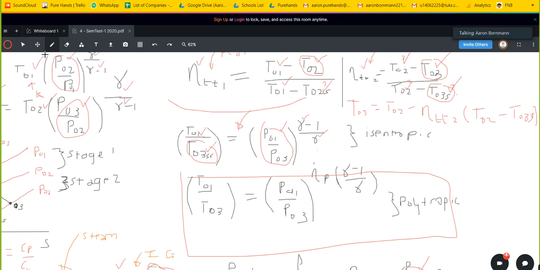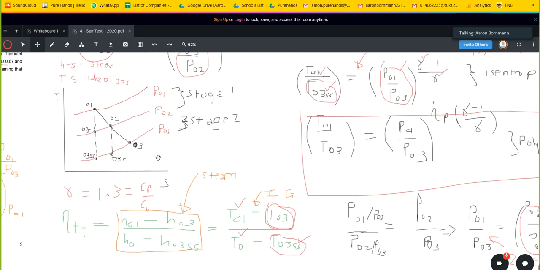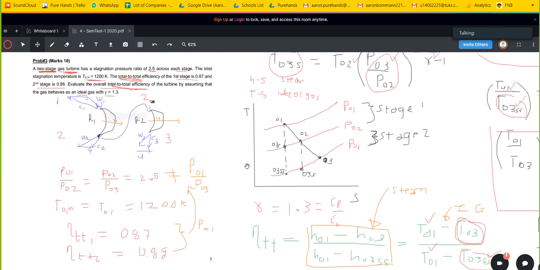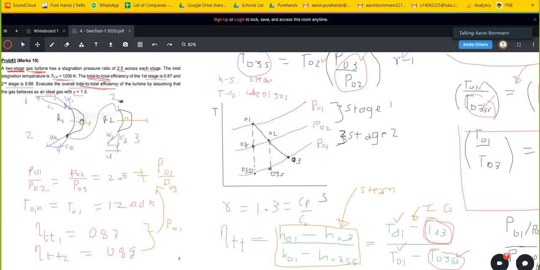And that's how we find our overall total efficiency for that question. It's actually quite a long question for 10 marks. It's a bit crazy, and yeah, that's pretty much that question.